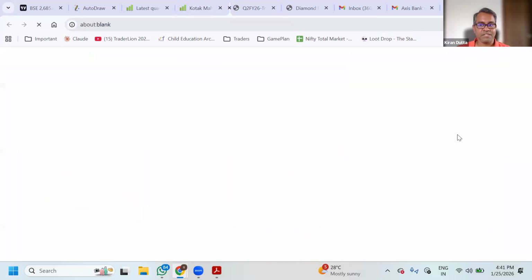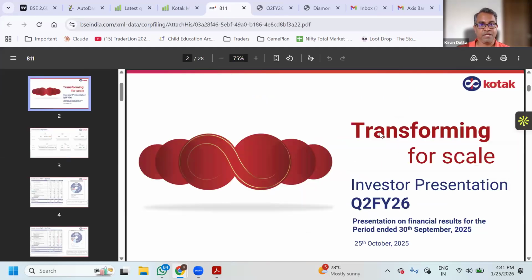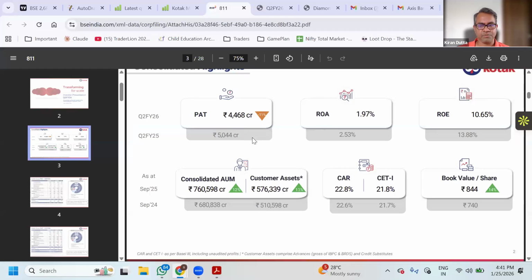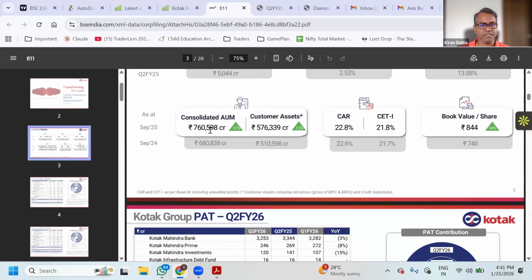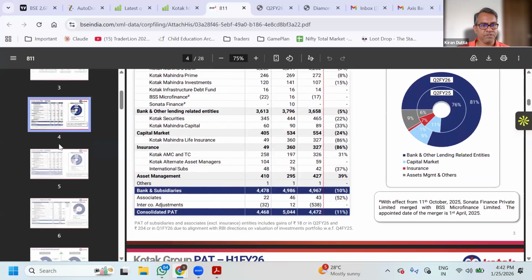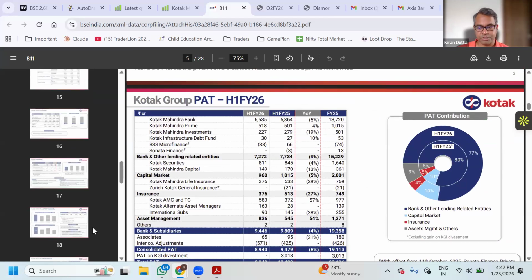Now, the second thing that is available is the PPT here. Every company will release an earnings investor presentation, which is available to everyone. Here you can go through the earnings presentation. This is last quarter, not this quarter. PAT is down 11%, and they were talking about AUM and all that stuff. You can go through this presentation to learn more about the company.